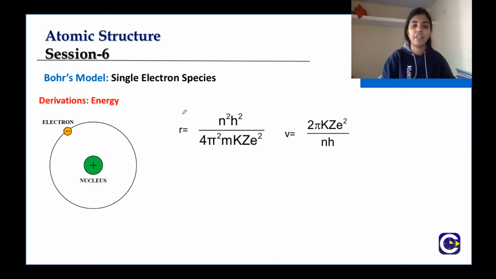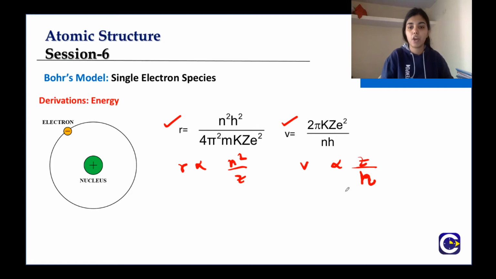So this we have already got. R is this, V is this, right? R is directly proportional to n square by z, and V is directly proportional to z by n. This you need to remember, where z is the atomic number and n is the orbit in which the electron is revolving.